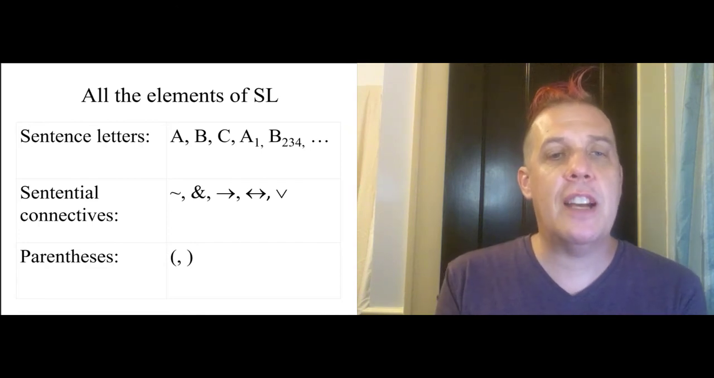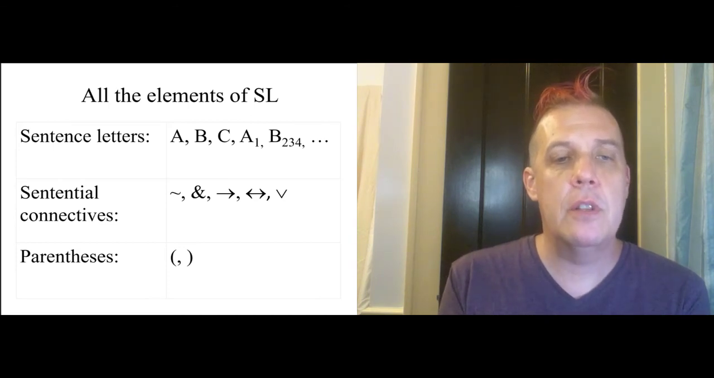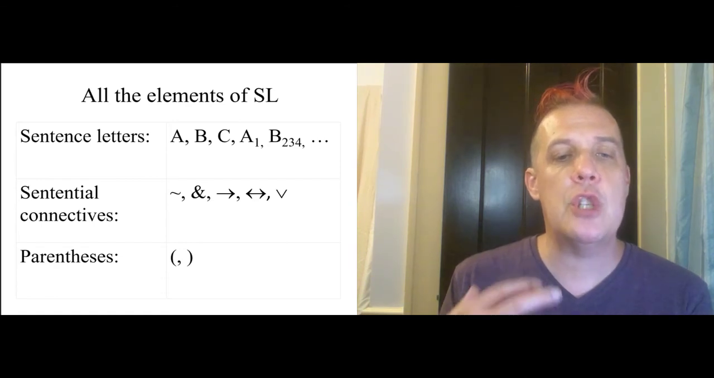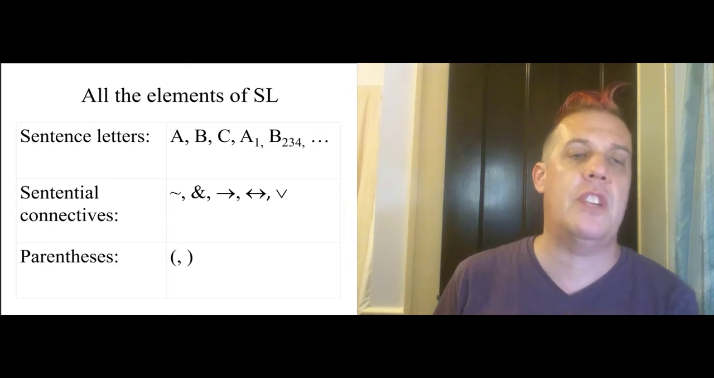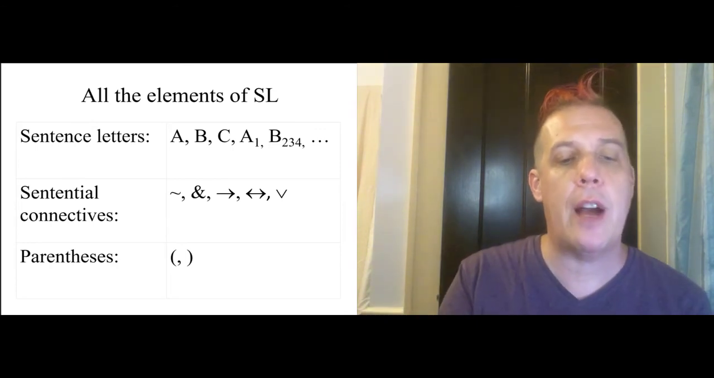So here are the basic elements of our language SL. We have the sentence letters, we have the sentential connectives, and we have the parentheses. You put these together and you can translate ordinary English sentences into our abstract language.